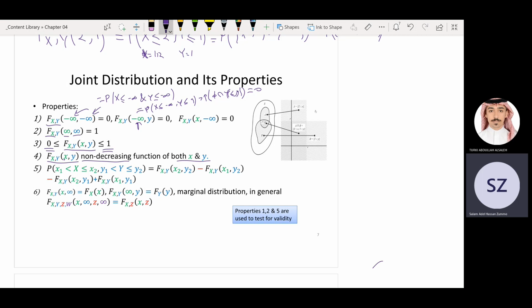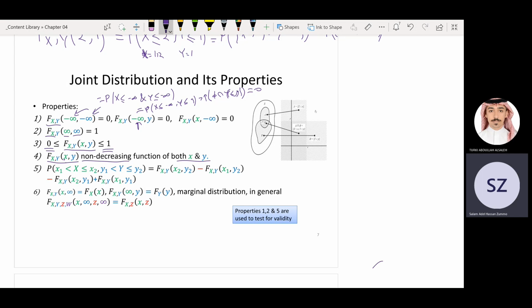Of course, if I increase both at the same time, again, I'm including more events, so the probability will either increase or stay the same. However, increasing x or y or both will never give us a smaller value for this function, because increasing x and y means including more events, which will increase the probability or keep it the same.